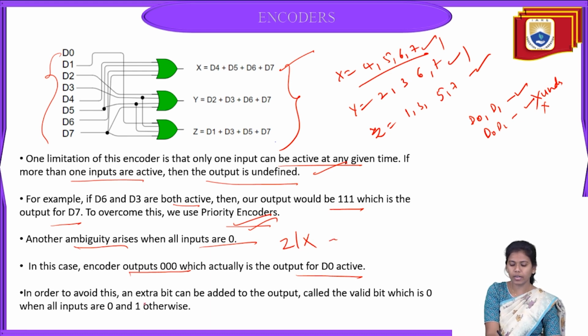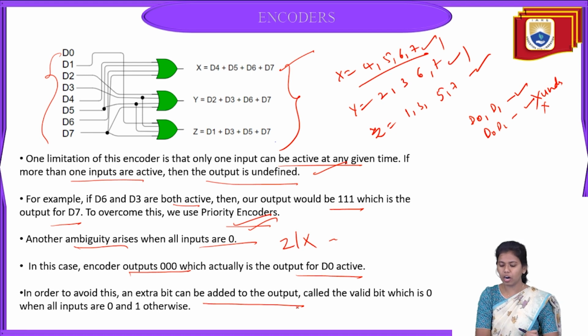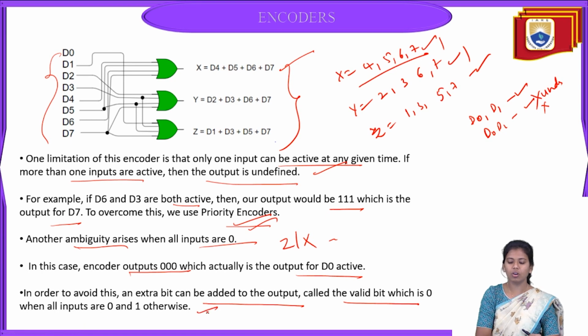In order to avoid this, an extra bit can be added to the output and we call it a valid bit, which is 0 when all the inputs are 0 and 1 otherwise. So when you observe all the outputs are 0, 0, 0, in this particular case we can add one more extra bit to the output. That bit is nothing but a valid bit, which is 0 when all the inputs are 0, or else it will be 1. It could be either 0 or 1. So here we have a chance to add one more bit to the output only in the case of all zeros.